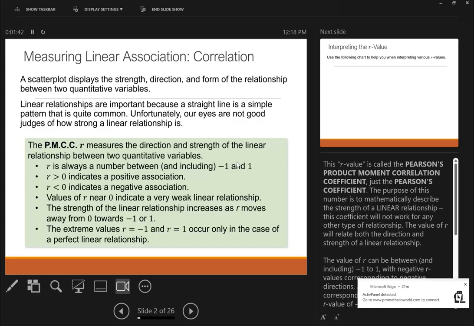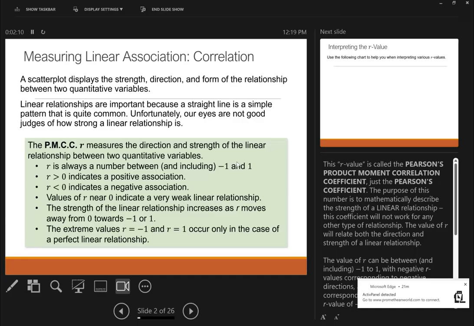And we use the symbol R to represent that statistic. Do you guys remember talking about R in your Algebra 2 or pre-calculus courses? You should have. So some facts about R before we move on and talk more about it. R is a number between -1 and +1.